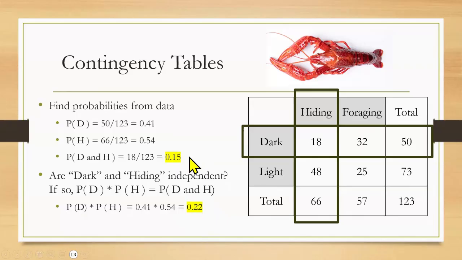But this was only for one cell in the table. So we want to have a method where we can ask, how big is this difference? Is it big enough that we want to say it's significantly different? And also we want a way that we can incorporate the data from all of the cells of the table, not just one at a time.